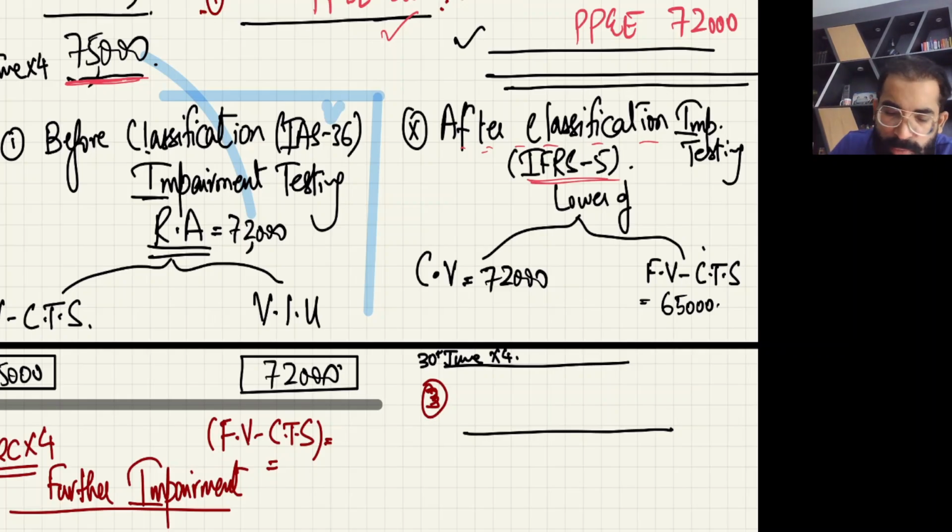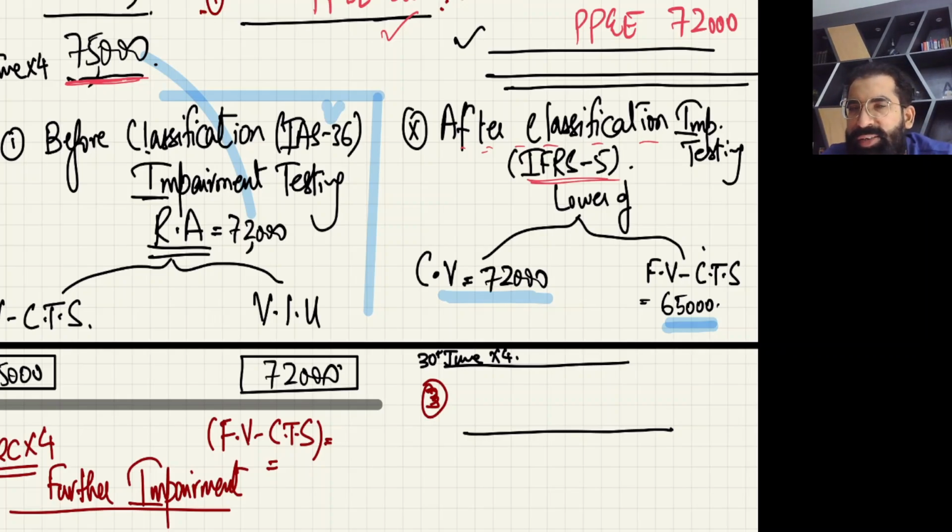Right now you are showing the asset as 72, but you can only get one benefit from that asset, by selling it. That benefit is 65. So just think, you are going to take a benefit of 65,000 from that asset, but you are still showing it at 72. Don't you think it's unfair? Yes, it's unfair, so you need to do further impairment.